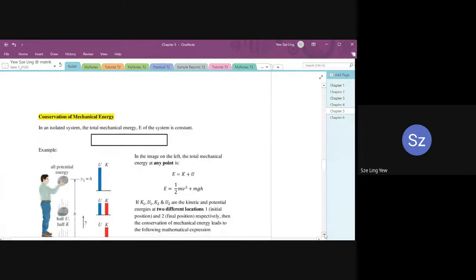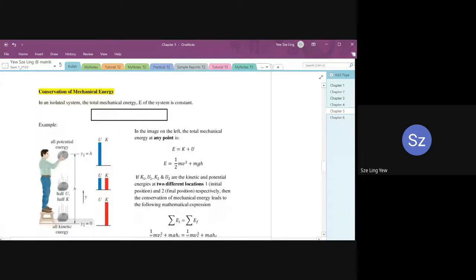All right, so we are done with energy. Next, we're going to look at conservation of mechanical energy. When we talk about conservation of energy, we don't say kinetic energy is conserved. We don't say potential energy is conserved. The thing that is conserved is the mechanical energy. So total E equals U plus K equals a constant value. That is the meaning of conservation of energy.